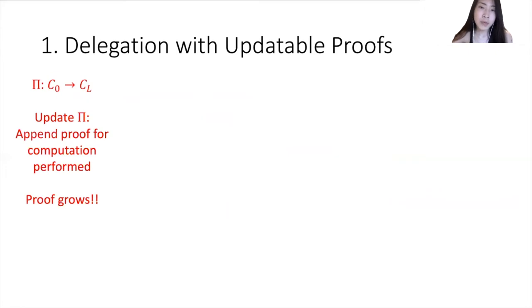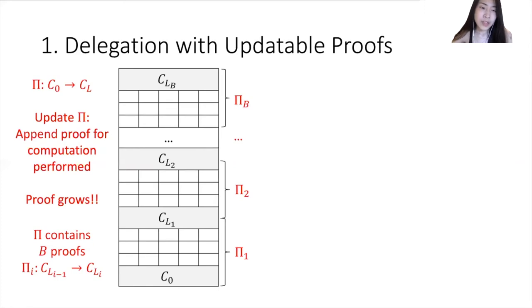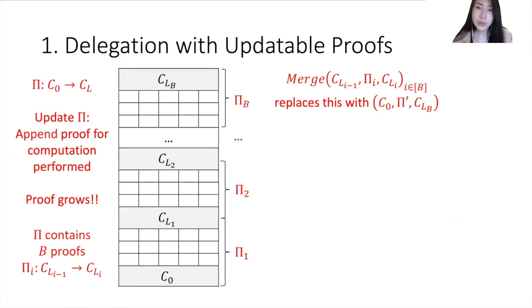So recall in the setting of updatable proofs, we'll have a proof pi for the part of the computation that's been performed so far. And to update pi, we could just append a proof for the computation that we perform, but then the proof will grow with the number of updates. So at any point in time, the proof could contain b proofs pi sub i for separate parts of the computation. And what we'd like to do is prevent the proof from growing by shrinking it back down. So we would like to merge the b proofs and replace them with a single proof pi prime.